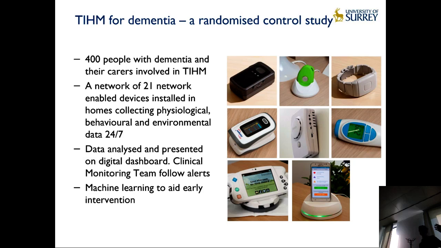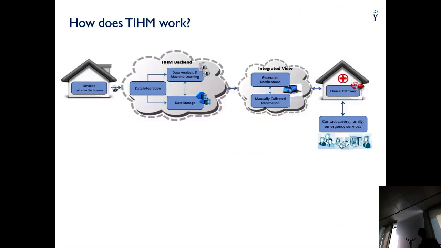The project ran, we have finished the first phase, and it was a randomized control trial. If you're familiar with clinical trials, you have two groups. One group gets the technology, and one group doesn't, so you have a baseline for comparison. In each group we had around 100 homes, meaning each home has one person with dementia and a carer. Altogether, around 400 people participated in the first phase. And now we are starting phase two, probably early next month.